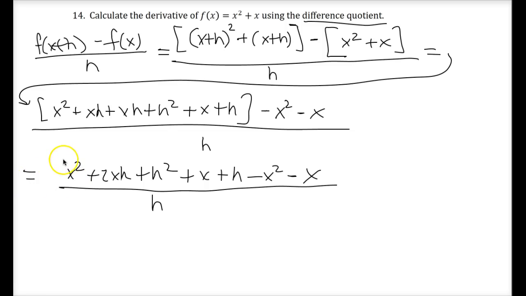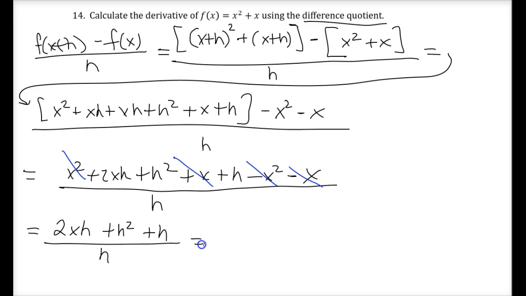So here we have x squared does not have an h in it, so it should be able to cancel out with this term. This term has an h in it, we leave it alone. This term has an h in it, we leave it alone. This one does not have an h in it, so we should be able to cancel that out with another term. This term has h in it, so we leave it alone. And so once we're done with that, now what we do is we rewrite everything else, and everything should have an h in it.